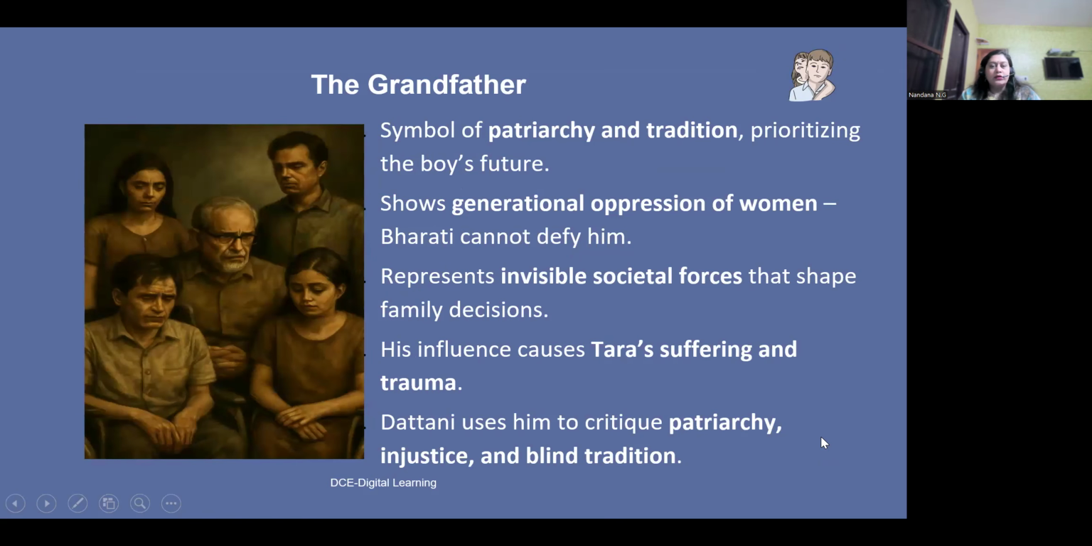The grandfather can be seen as a symbol of patriarchy and tradition, which tries to preserve the boy's future. The character also shows generational oppression of women. Bharti cannot defy him. He represents invisible societal forces that shape family decisions. His influence causes Tara's suffering and trauma. So, through the character of the grandfather, Dattani critiques patriarchy, injustice, and blind tradition.